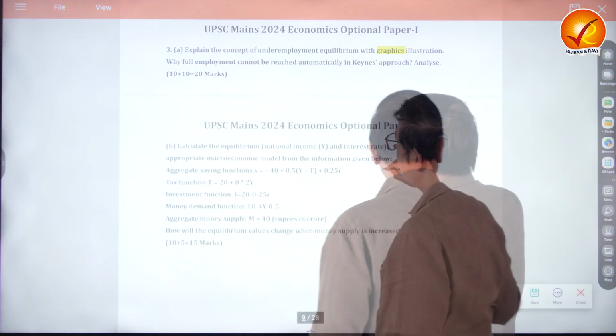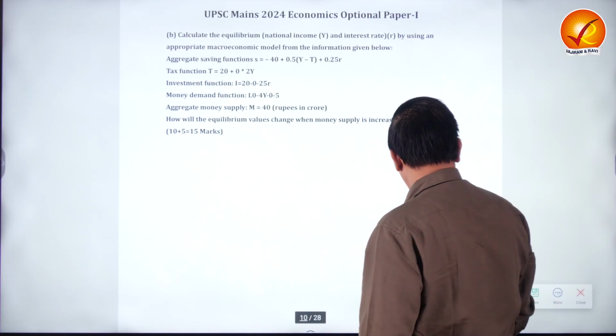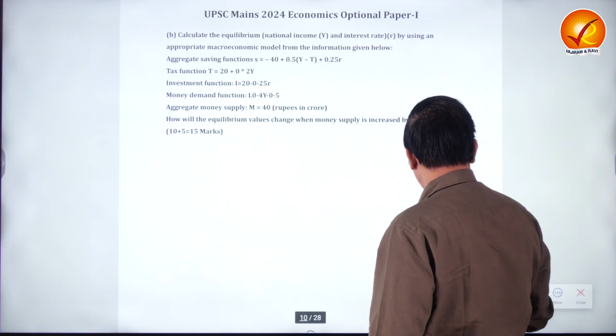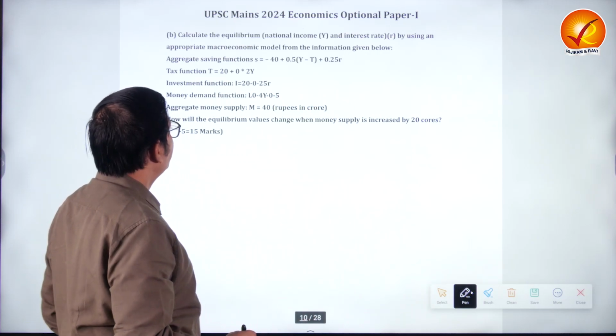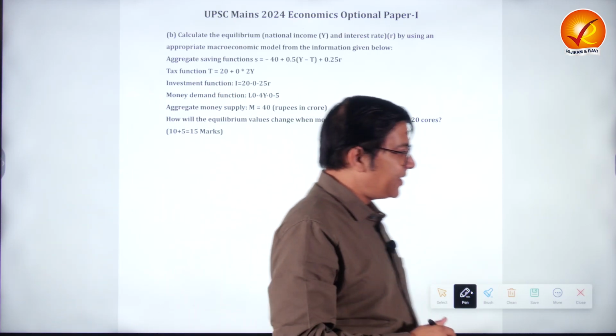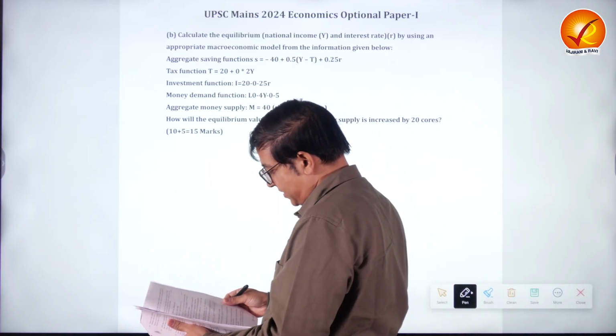Let's go further, the B part of it. Okay, it was a numerical. In economics optional, there are some numericals which are often asked, although this was the only numerical asked this year. Fine, there may be some typing issues over here, so I'll take the original question paper and take it from there.